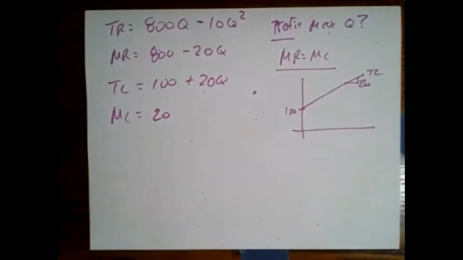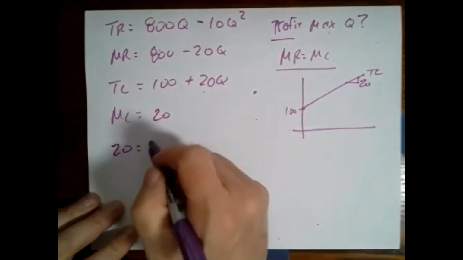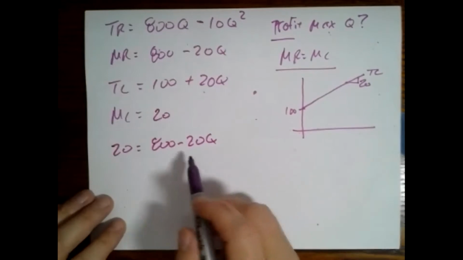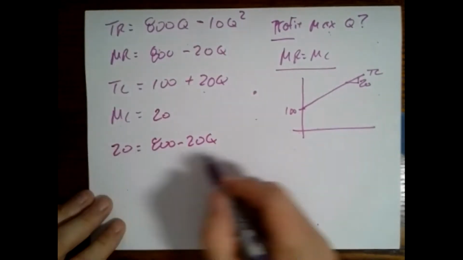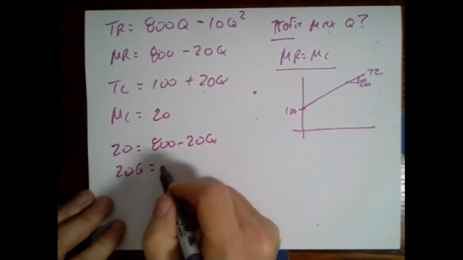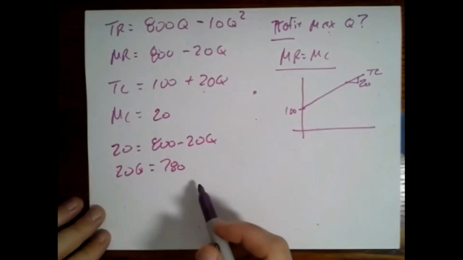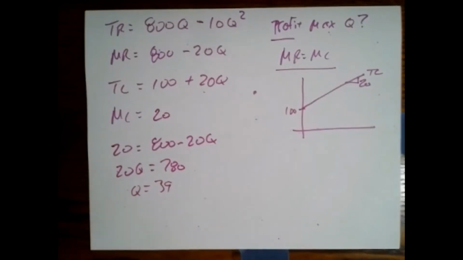So to find the profit maximizing quantity, I'm going to set marginal revenue equal to marginal cost. So my marginal cost is 20. My marginal revenue is 800 minus 20Q, right? So then I add 20Q to both sides, subtract 20 from both sides. I get 20Q equals 780. Then I divide both sides by 20, and I get Q is equal to 39.